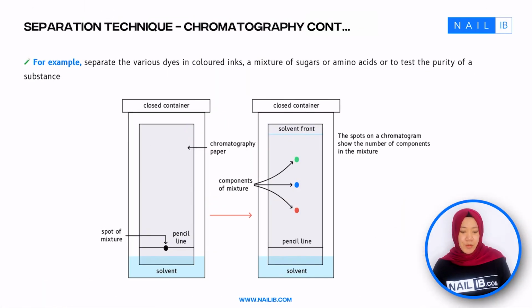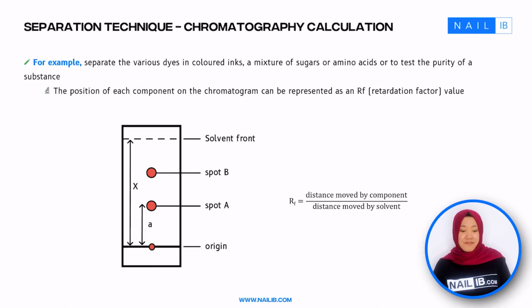This is how you differentiate. This is how three components travel up on the piece of paper in paper chromatography. A greater affinity for the solvent will make the component dissolve more readily compared to the other component. Therefore, it will travel up faster compared to the other component. To calculate the RF value, we need the distance moved by the component and the distance moved by the solvent.